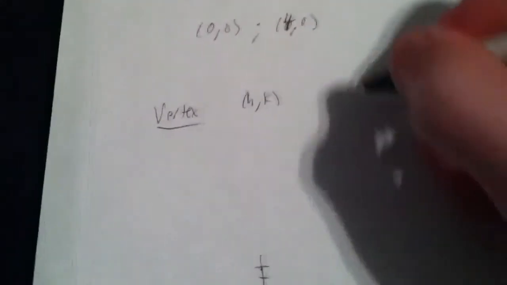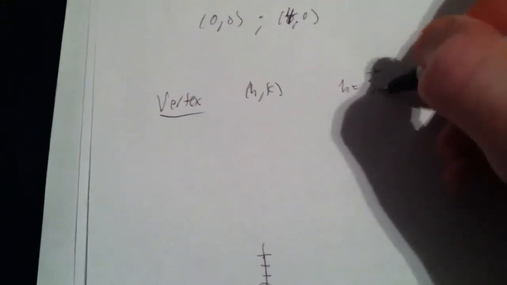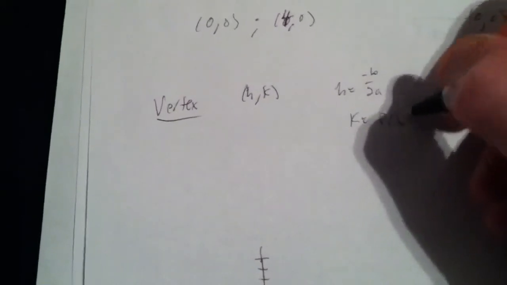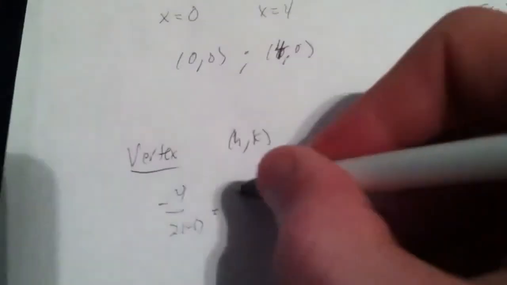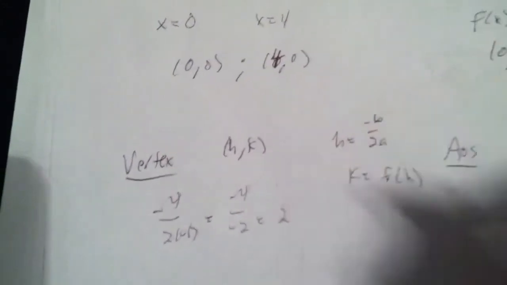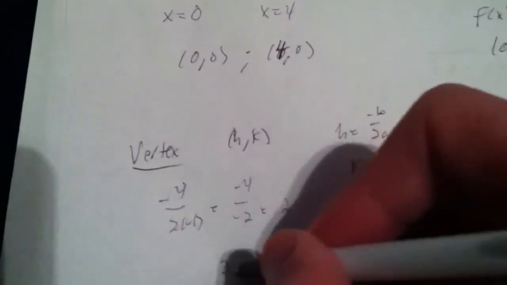To find your vertex, it's h, comma k. H equals the opposite of b over 2a, and k equals f of h. So to find those, opposite of b over 2a, go back to the original, the opposite of 4 over 2 times negative 1. Opposite of 4 over 2 times negative 1 is the same as negative 4 over negative 2, which is equal to 2. So that's the first part. That's how you find h. To find k, you just plug it in.